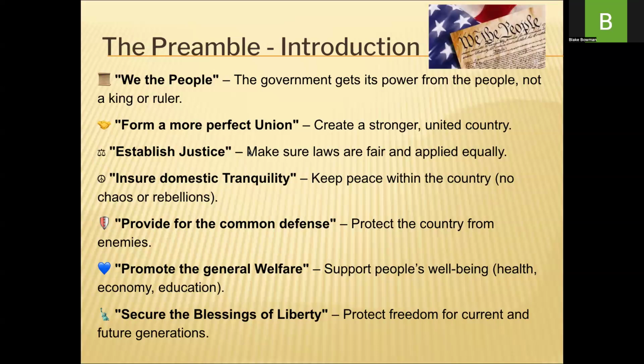All right, so ensure domestic tranquility: keep peace within the country, no chaos or rebellions. So yeah, it is important to have a police force. It is important to have a court system where we can solve the disputes amongst people. And at the same time, we do have an authority here to make sure that there isn't anarchy, that there isn't chaos, that we can walk the streets and not worry about any dangers. Are there still dangers out there? Of course. But when you think about the United States compared to many other countries around the world, we do a pretty darn good job.